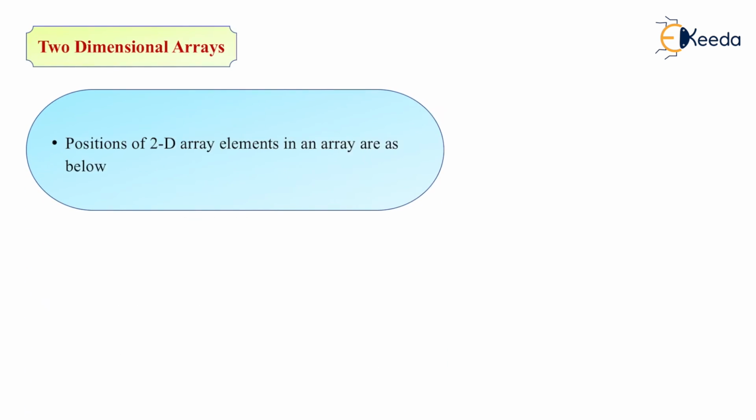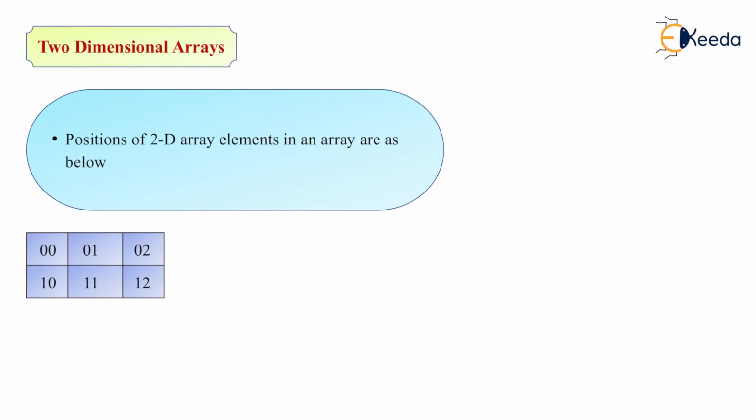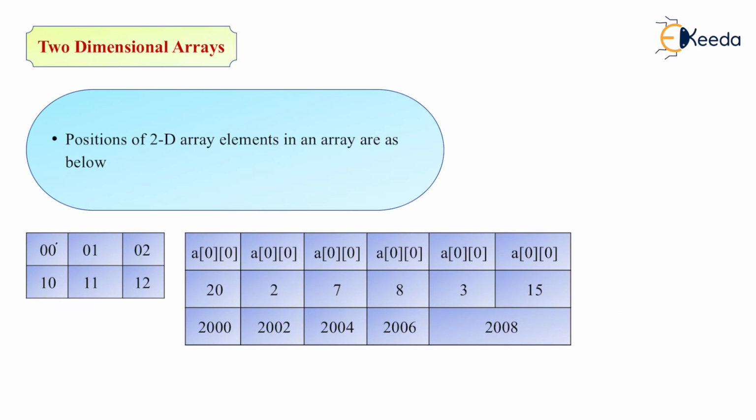Next, the positions of the elements in a two-dimensional array are as below: 0 0, right? Like we have discussed, if you want to access this element, you will write 0 0, 0 1, 0 2, 1 0, 1 1, 1 2. So for that array, the first element's index is 0 0. The elements are 22, 7, 8, 3, 15, right?